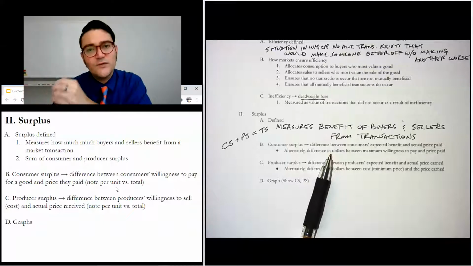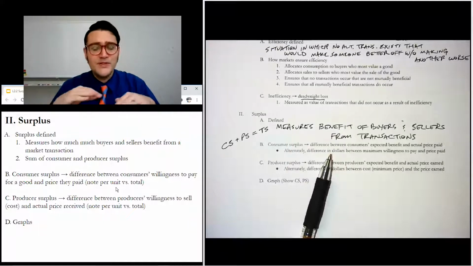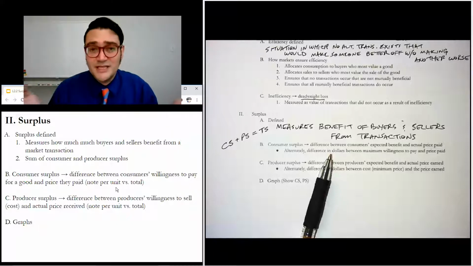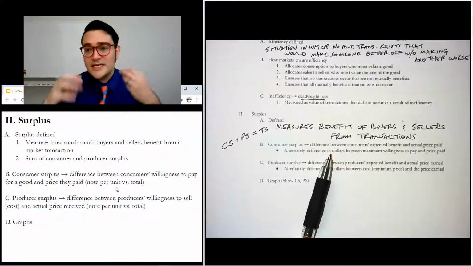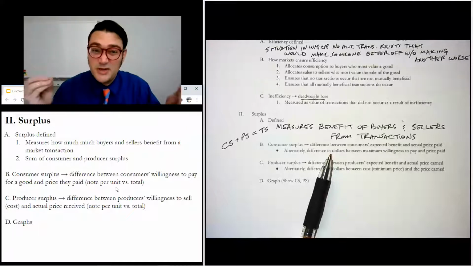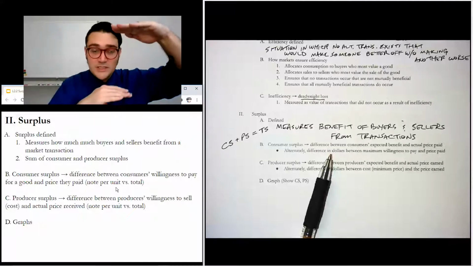The same idea applies for producers. For them, though, they have an absolute minimum that they'd be willing to sell for. And their minimum is actually just their cost of producing it. So we would say their expected benefit is their cost. They would be willing to do it for their cost and then they would break even. But the actual price they earn is something higher.